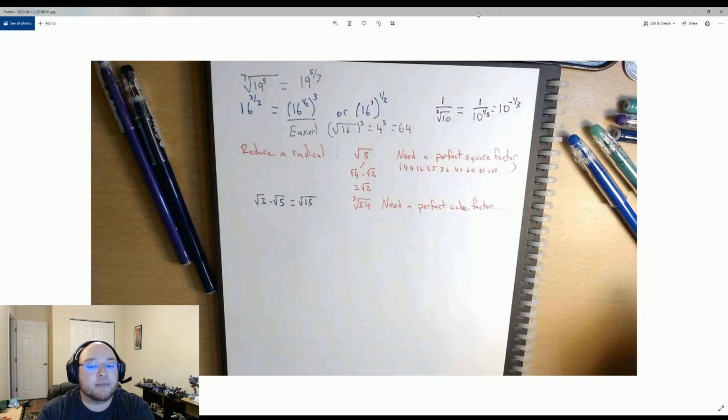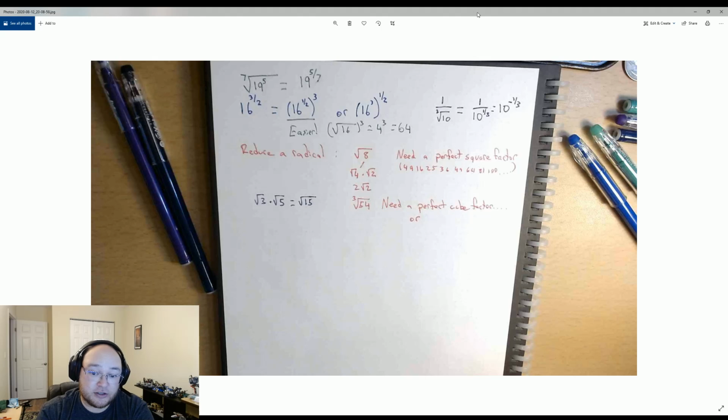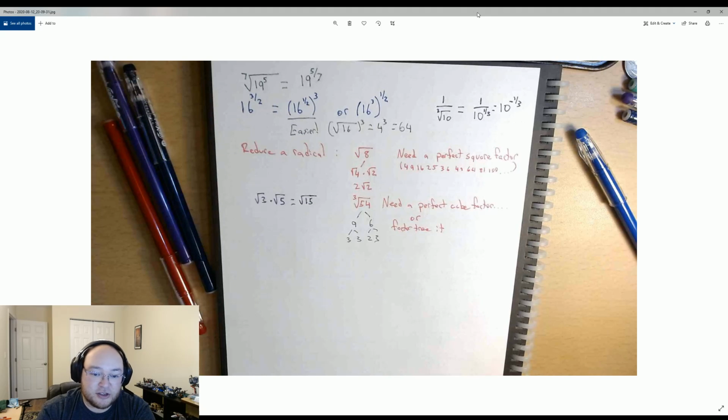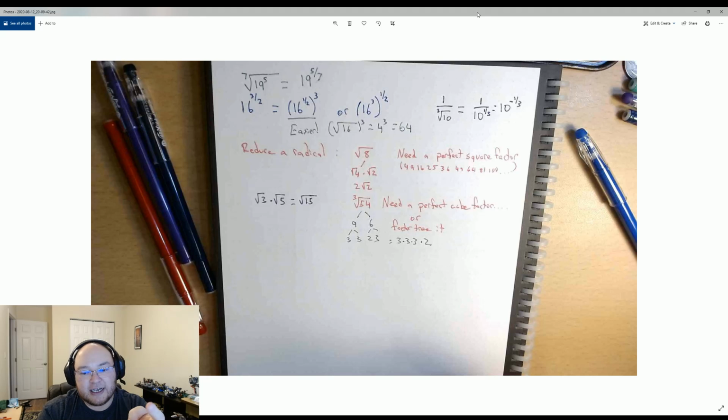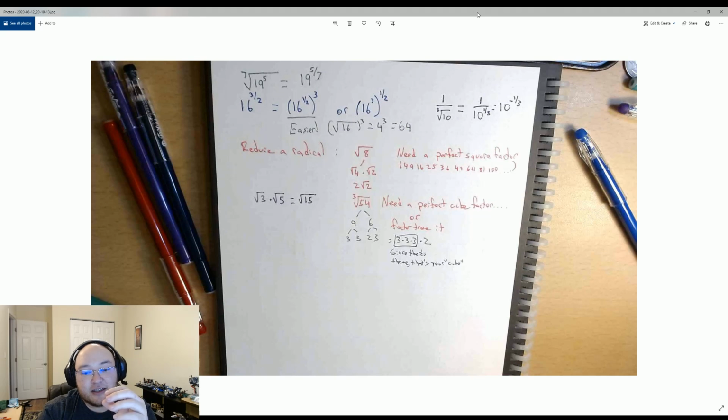So then you need a perfect cube factor, which most of us do not have memorized as well. So there's another way of doing all of this. You could do this with the perfect squares as well. You can factor tree it, which is 9 times 6, which turns into 3, 3, 2, and 3, which is 3 times 3 times 3 times 2. Now, a perfect cube means when you multiply a number 3 times. And as you can see, there's 3 3's there. So that's your perfect cube. 3 times 3 times 3 is 27, which is a perfect cube.